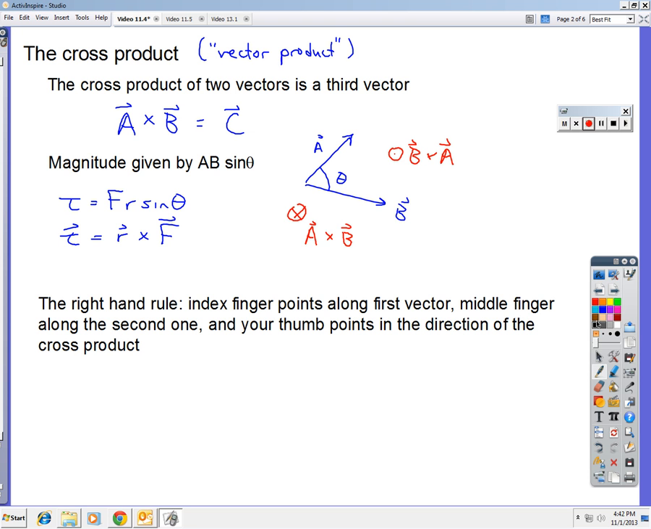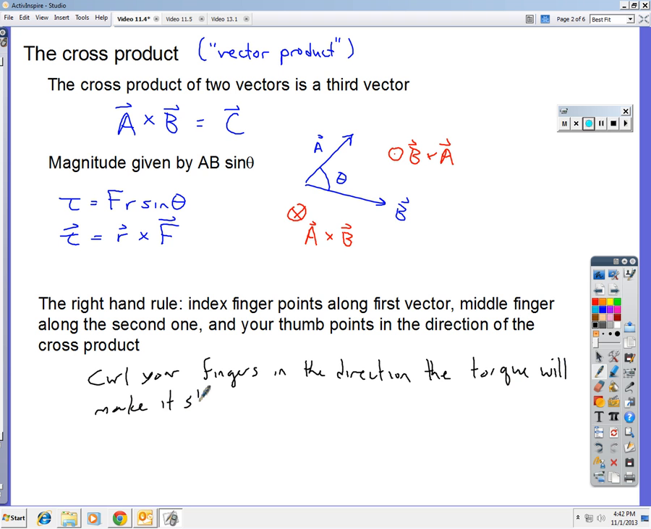Another way to think about the direction of the torque is if you curl your fingers in the direction the torque will make it start spinning, the thumb will point in the direction of the torque.